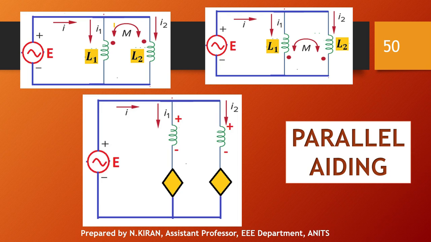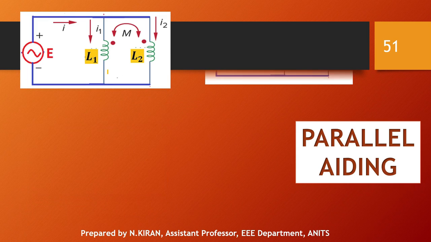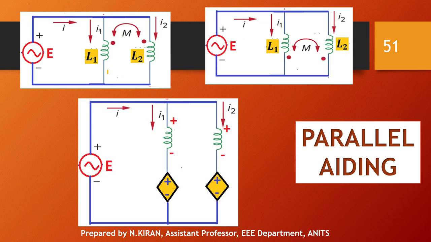If I consider the first coil, current is entering at the dotted end. So the dotted end will have positive and negative. Here also current is entering at the dotted end in the second coil. So here also the mutually induced EMF will be positive and negative. So in this case the polarities will be positive, negative, positive, negative.